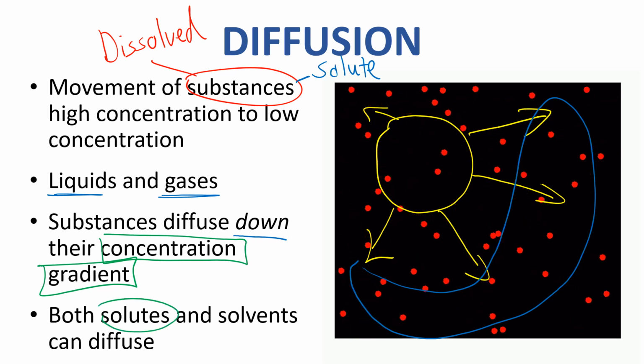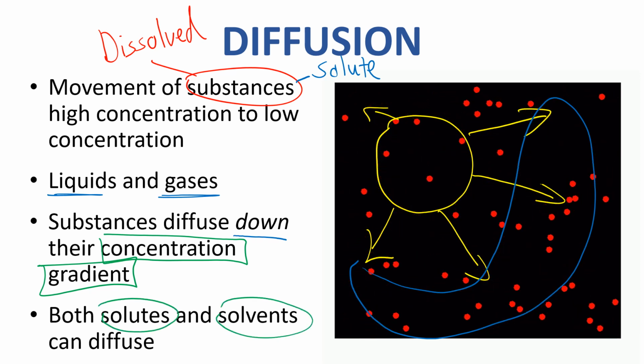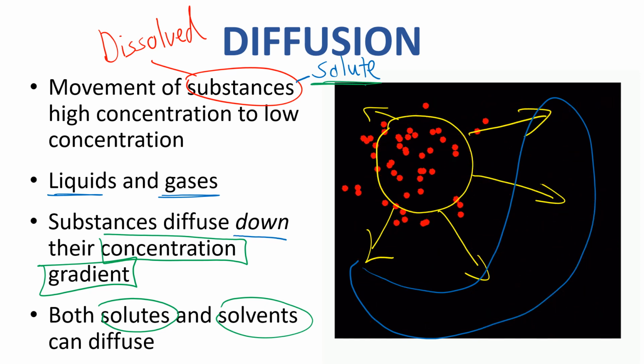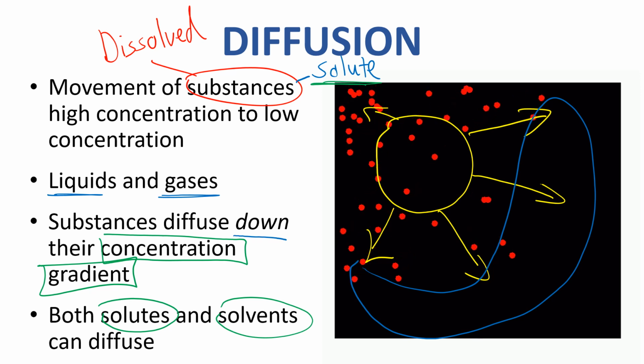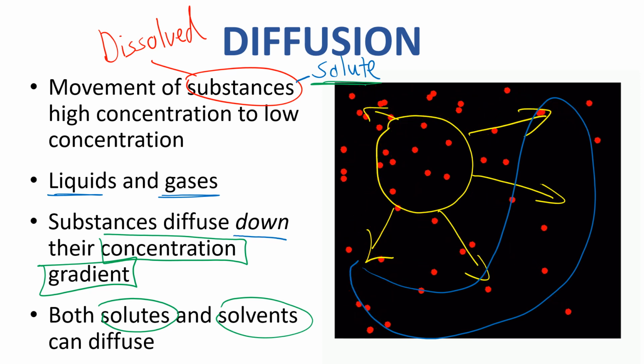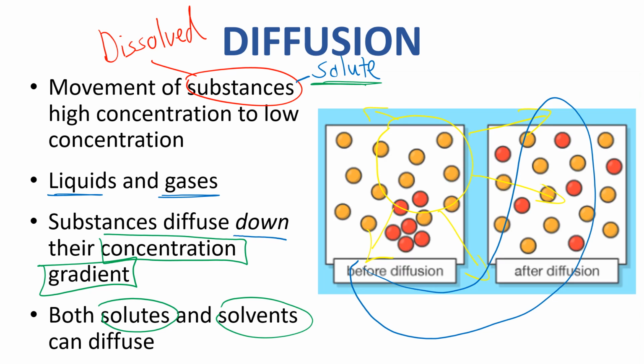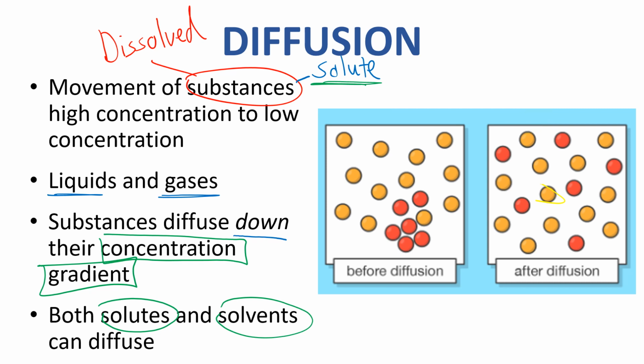Solutes and solvents can diffuse. So I mentioned solutes here. We will learn about how water can diffuse. That's called osmosis, and we'll learn that next lesson. So this process is key for how materials get into and out of cells. And if we have a look at this final diagram here, before diffusion, we've got an area of high concentration of solute, and once it's spread out, those particles have diffused and they're spread into regions of low concentration.